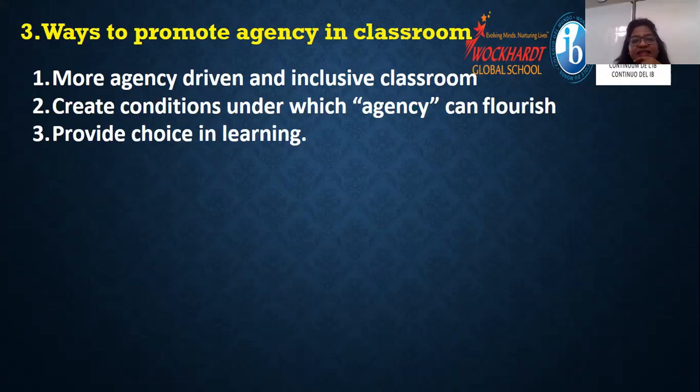Third is to provide choice in learning. When I speak about choice, providing choice is nothing but giving multiple options to the students. Like when we have PDs, or at every IB workshop you attend, there are multiple things planned by the workshop leader, and we feel, okay, where is my area of interest? Something like that, we should always keep choice in learning.